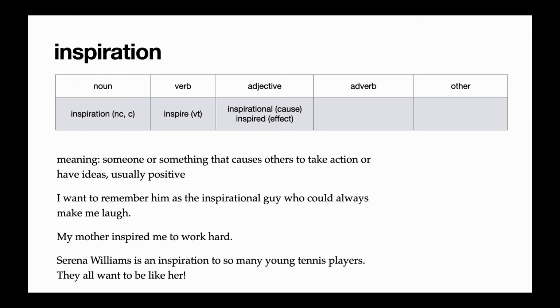In our second example, we have inspire as a transitive verb. My mother inspired me to work hard. And in the last example, we have the countable noun. Serena Williams is an inspiration to so many young tennis players. They all want to be like her.